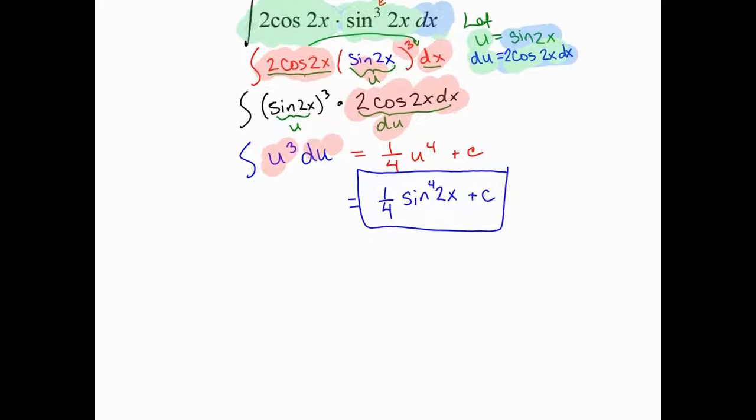So let's go ahead and finish up. You can't just leave it at this part right here. You have to undo what you did with the u substitution, so plug in your u. When you do the integral, you get 1/4 u to the 4th plus c. But then you plug back in, and you get 1/4 sine of 2x to the 4th power plus c. Alrighty, let's move on to the next thing.